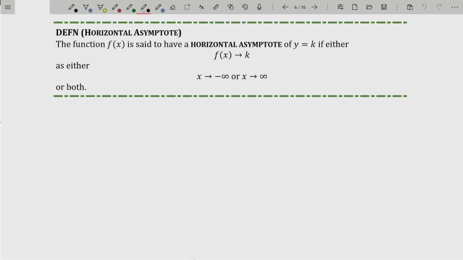A function f is said to have a horizontal asymptote at the line y equals k if f of x approaches k as either x goes to negative infinity or x goes to positive infinity. Or it could be both, like we saw in the last two examples.